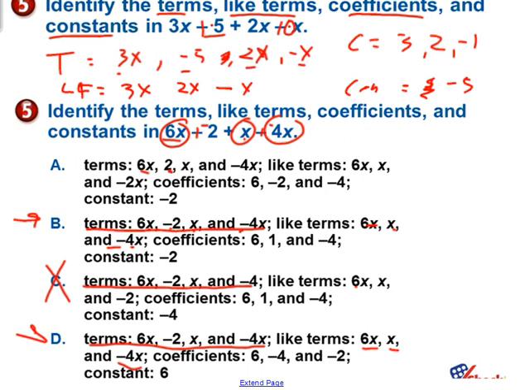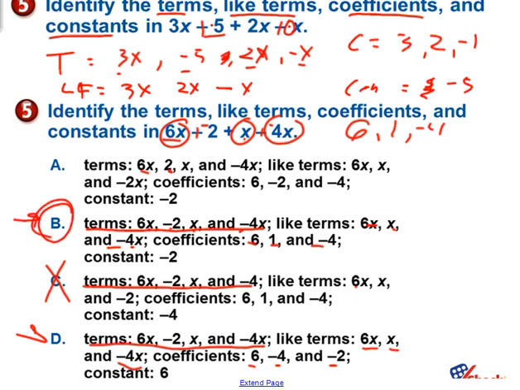Let's continue on and look at the coefficients. The coefficients are 6, 1, and negative 4. So B is still in the running. 6, negative 4, and negative 2 are not.